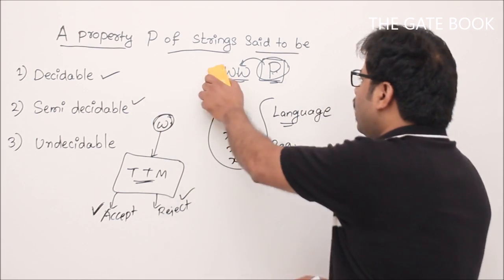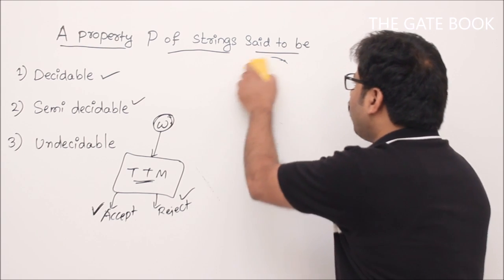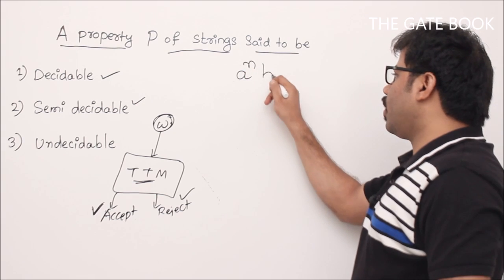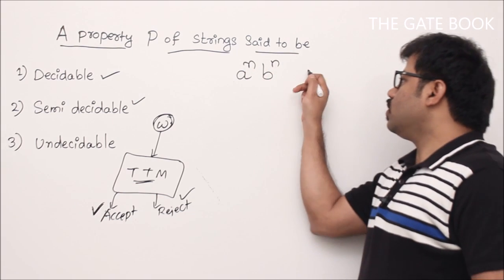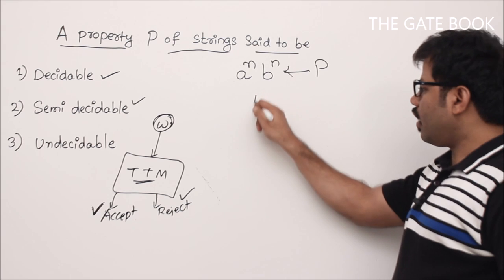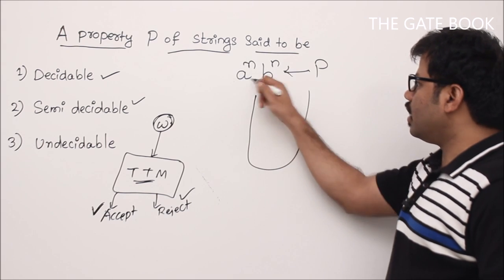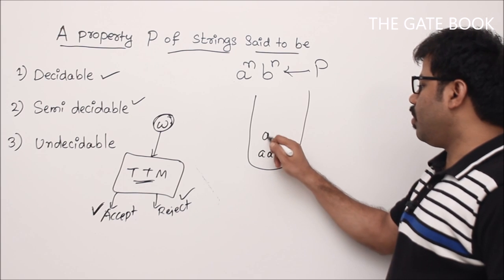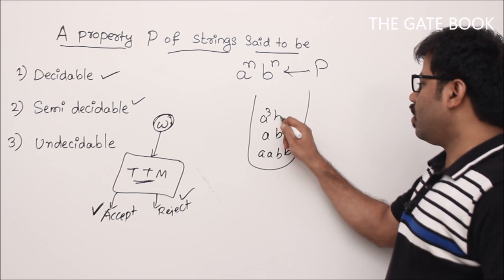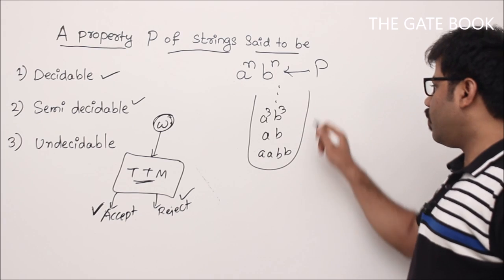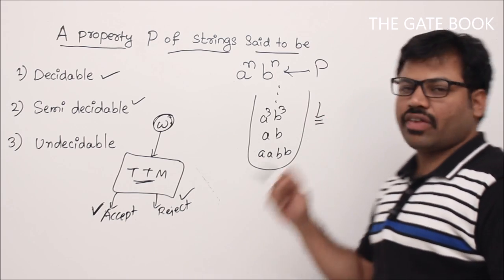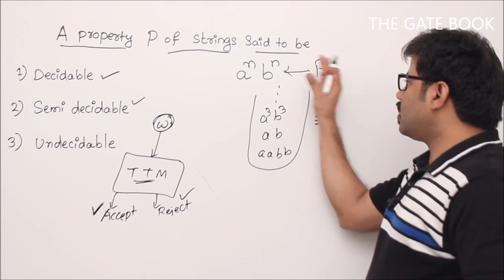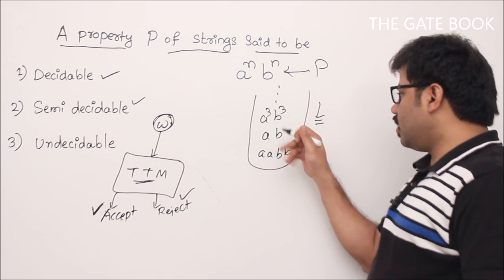Same problem. Example, let's take another property. Let's say you have the property of being in the form of a power n, b power n. Now collect all strings which are in this form, a power n, b power n. Example, ab, aabb, aaabbb, in that way. Collect all such strings. It forms what? A language, the language a power n, b power n. So here the property is being in this form, and this is the language.